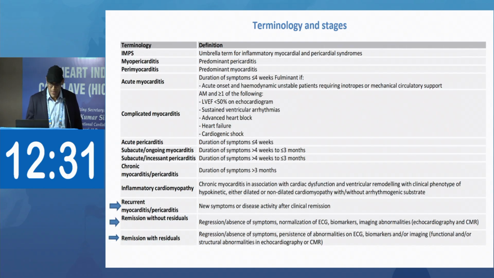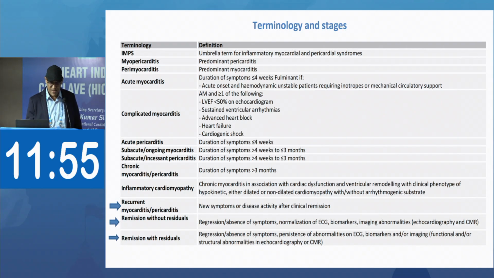The terminology included in these guidelines for the different syndromes, IMPS, could be myopericarditis, which includes predominant pericarditis, or perimyocarditis, which is predominant myocarditis. Acute myocarditis is basically acute onset of symptoms, with duration of symptoms of less than 4 weeks, and it can be termed fulminant if the acute onset is in hemodynamically unstable patients requiring inotropes and mechanical circulatory support. Complicated myocarditis is due to different complications.